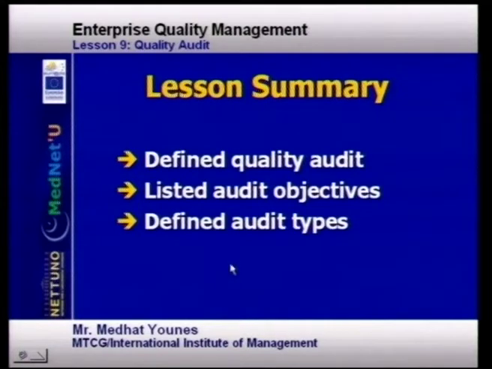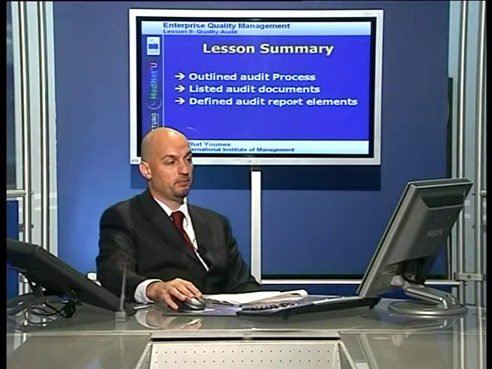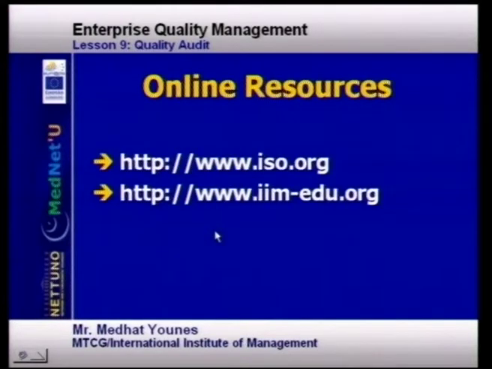Let's summarize what we have learned in this lesson. We defined what quality audit is. We listed the audit objectives. We defined the 4 types of audits. We outlined the audit process. We listed audit documents. We defined the audit report elements. For more information on the audit process, visit iso.org, im-edu.org.